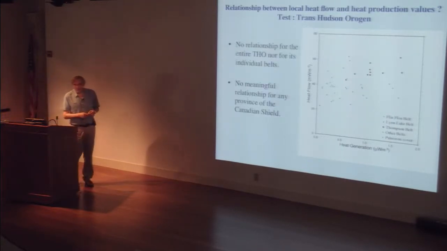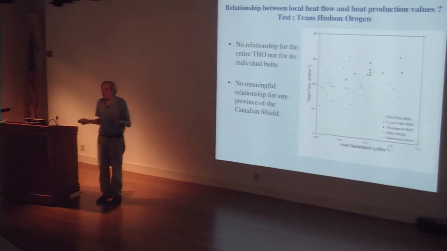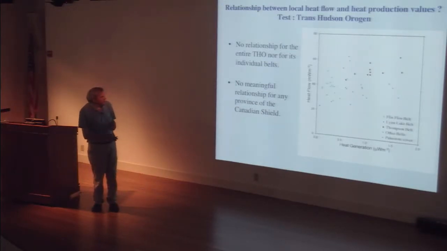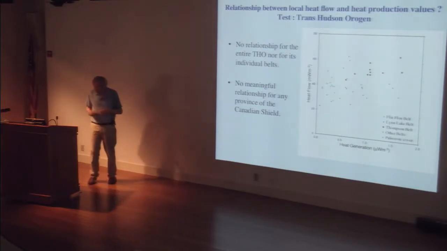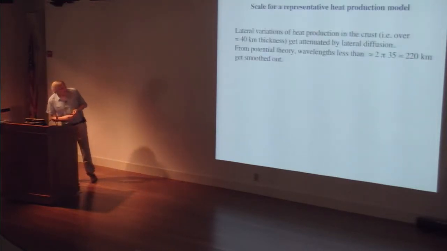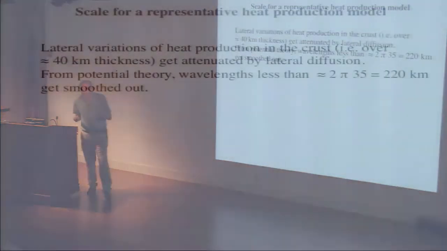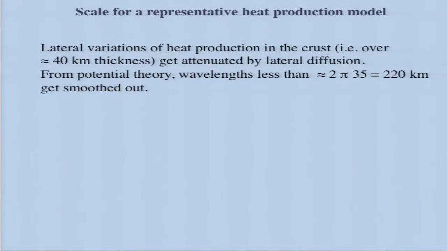Okay, so there's no relationship for the belt, and it's true for all the other areas in the Canadian Shield. You cannot get anything out of these local measurements. You've got to do something else. So you've got to work on the right scale. So the scale for a repetitive heat production model has got to account for local variations of heat production in the crust over, say, 35 or 30 kilometer thickness.